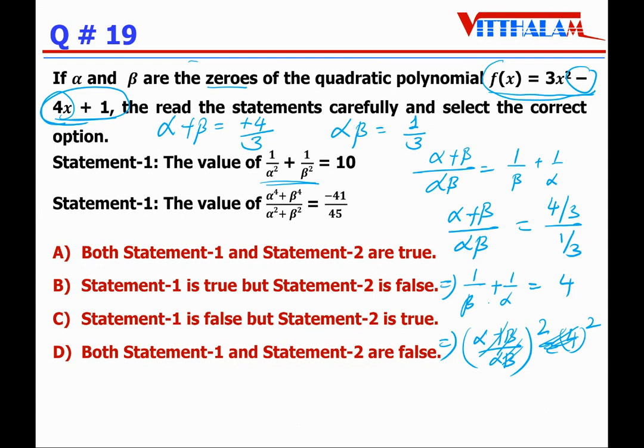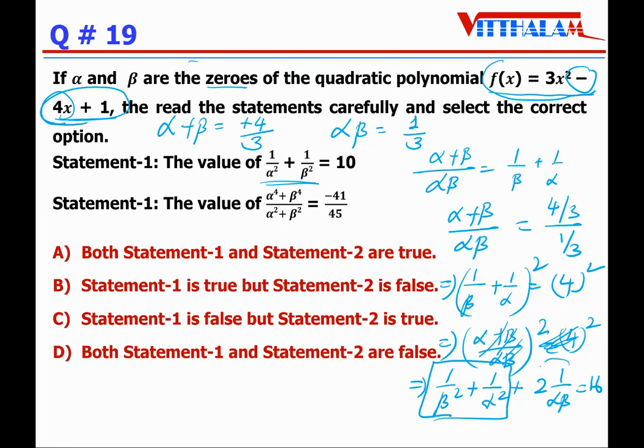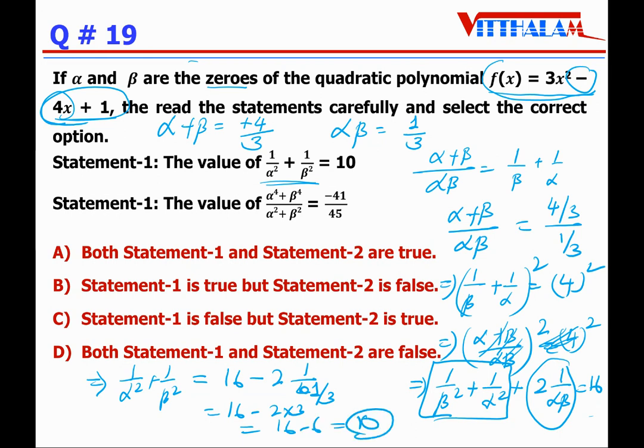No, we don't want to do this. We will say straight away here square. So it will be 1/β² + 1/α² + 2 times 1/αβ equals 16. Now this is what we have to find out. So let's take this term on the right hand side. So 1/α² + 1/β² equals 16 − 2 times 1/αβ. αβ is how much? 1/3. Therefore it is 16 − 2 × 3, 16 − 6 equals 10. So 1/α² + 1/β² equals 10, therefore the given statement is correct, true.